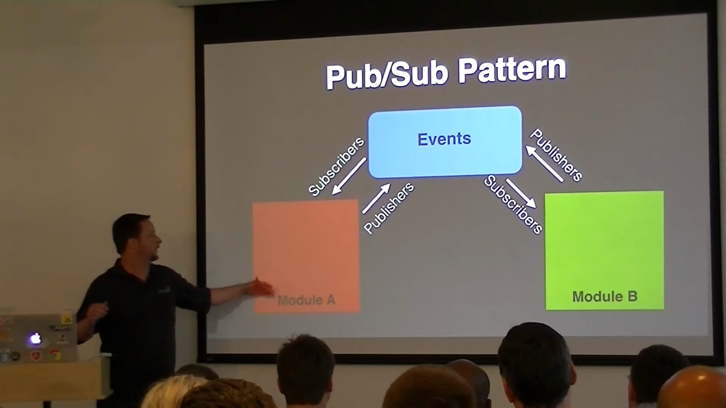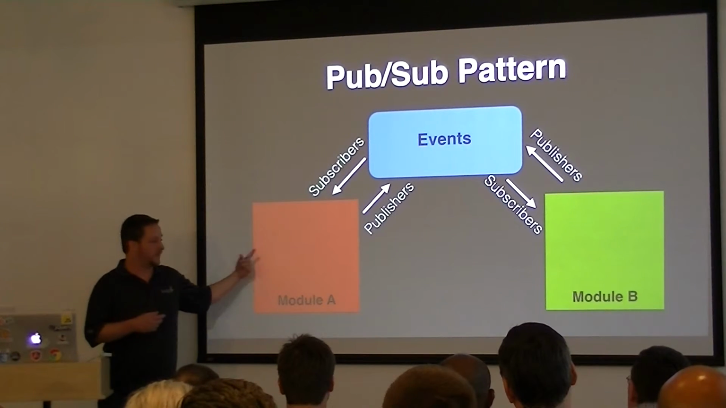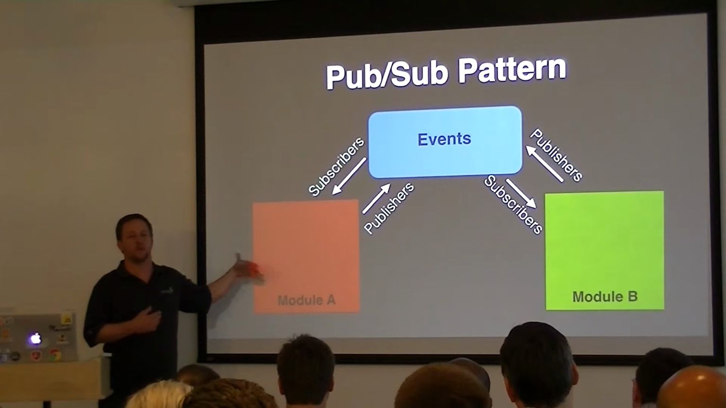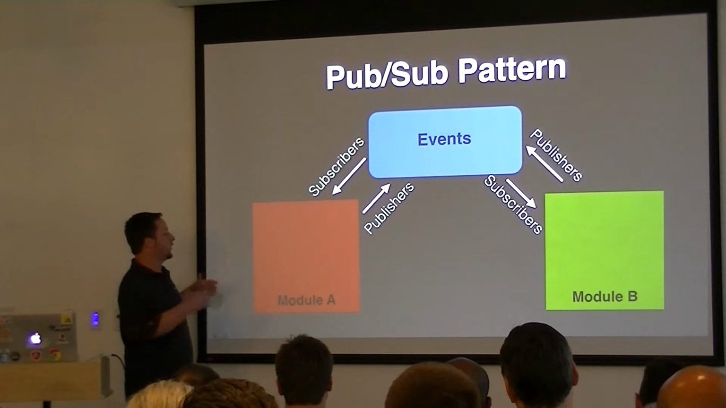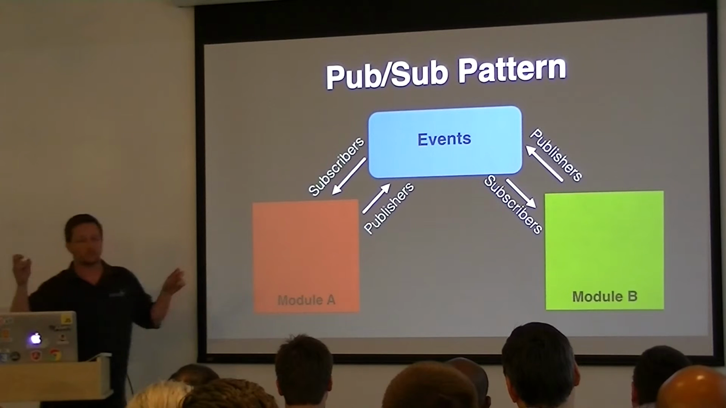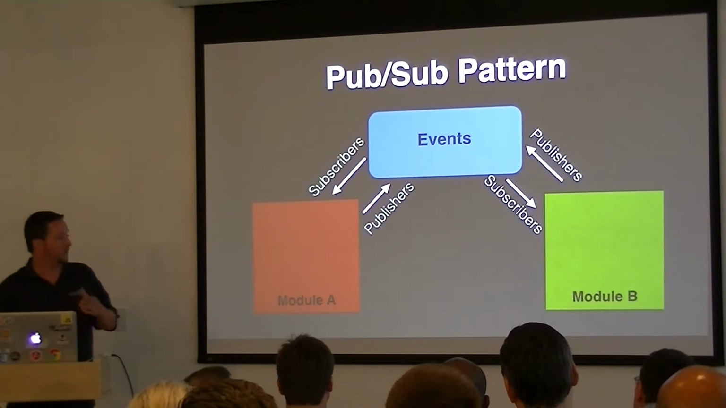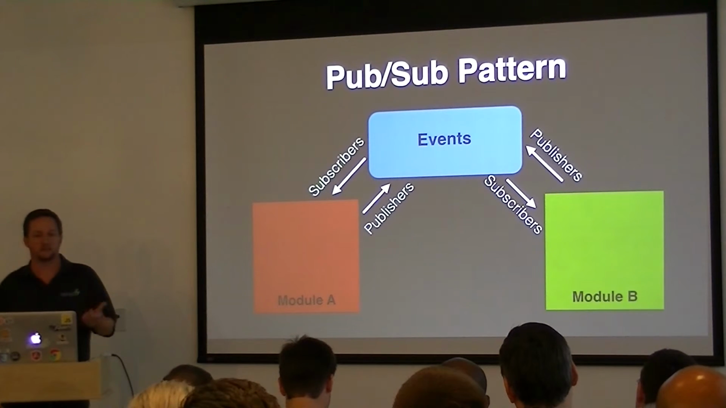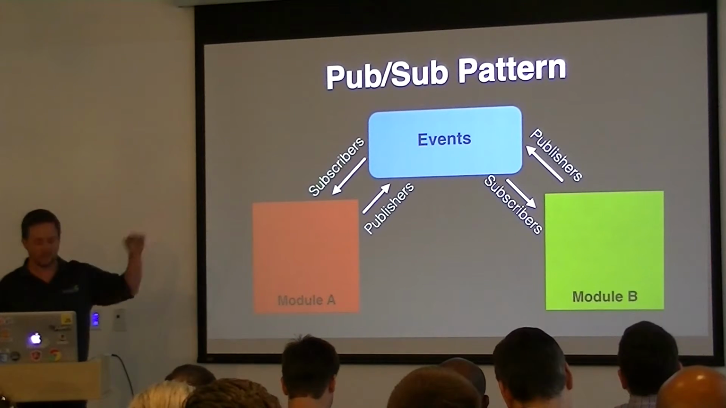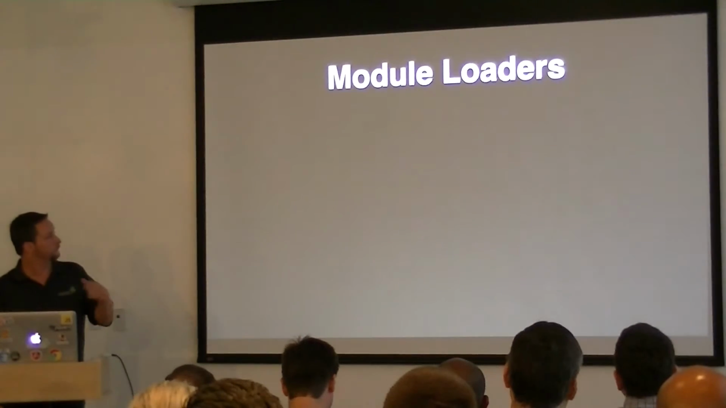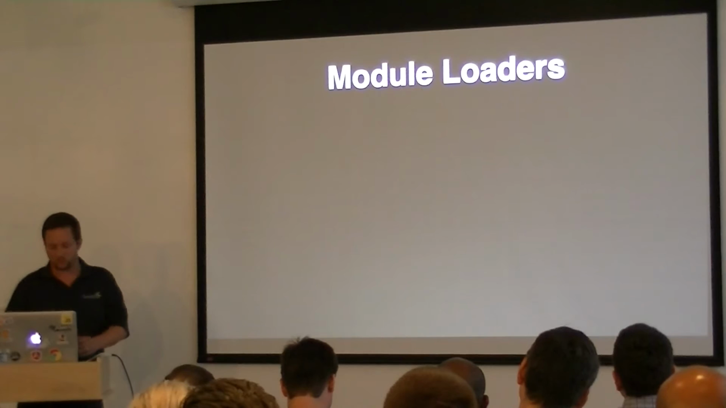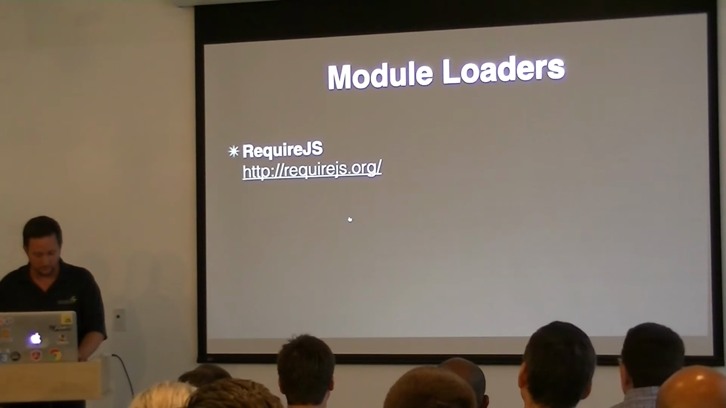Module A could just listen for has a name changed. You subscribe to has a name changed, and then module B can publish the same event and say name has changed, and then they talk to each other, but they're decoupled. Let me get into module loaders. Actually, let me pause here a second.